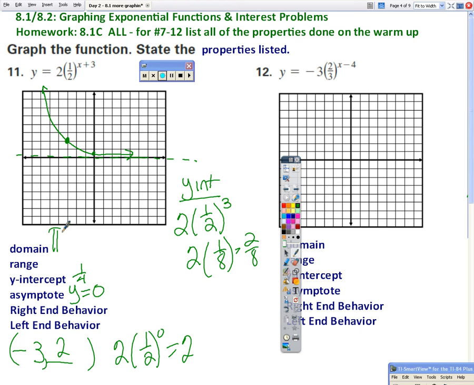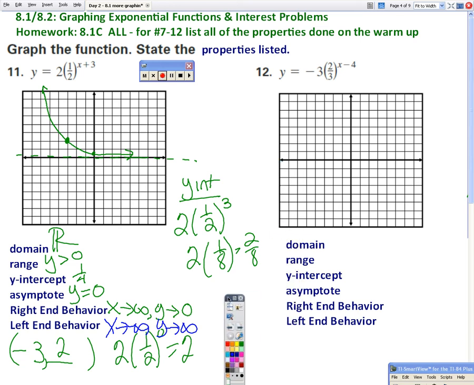Domain is all reals. The range is everything above 0. As x goes to infinity, y is approaching 0. And for left end behavior, as x goes to -infinity, y is approaching +infinity. So for 12, my asymptote's at 0.